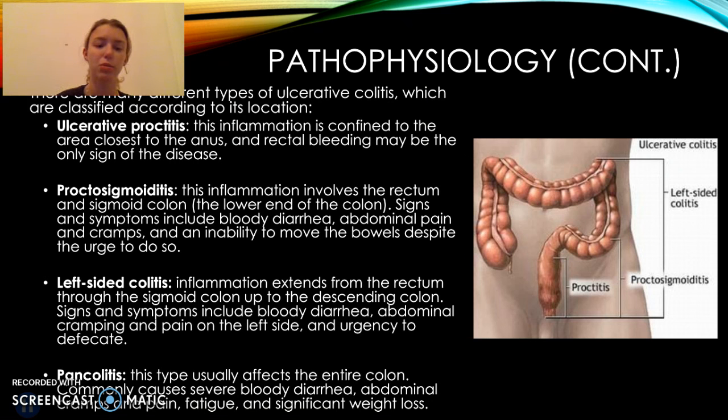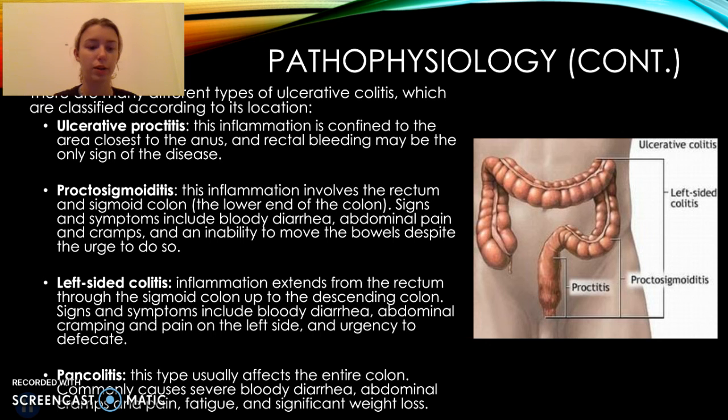And then we would move on to proctosigmoiditis. This one is inflammation that involves the rectum and the sigmoid colon. So that's really just from the rectum to the end of the colon. So these signs and symptoms would include diarrhea, cramping, pain of the abdomen, and the inability to move bowels despite the need to do so.